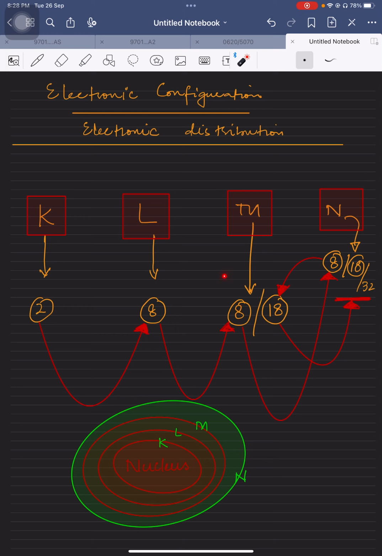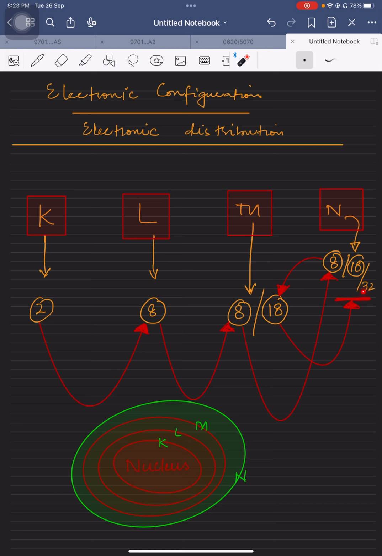Okay. Yes, we are not going to pursue it to 18, but we will move to N. After filling 8 electrons in the M, we will move to N. And how many electrons can we fill there? 8. Okay. How many electrons can we fill there? The answer is 32.